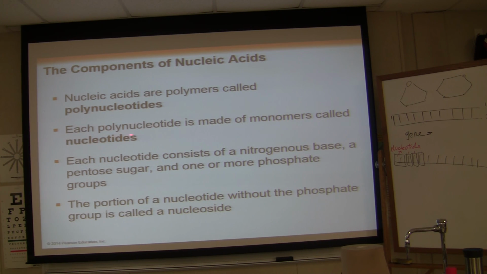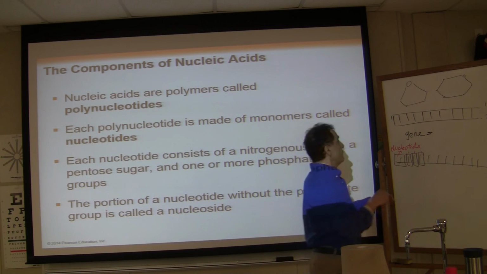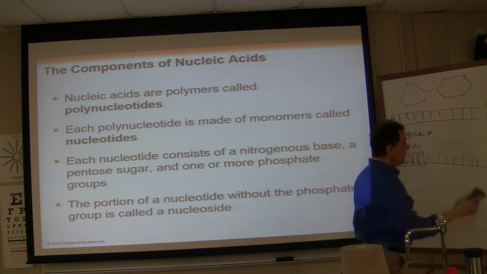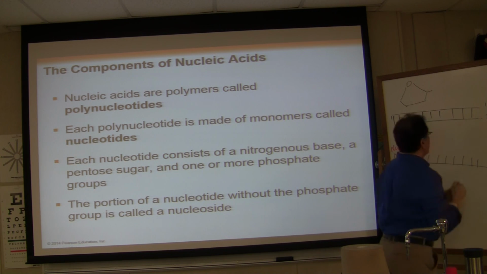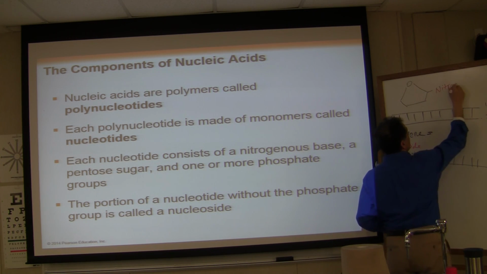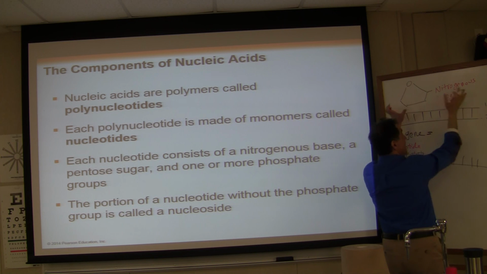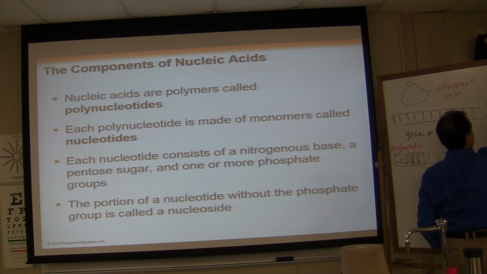Okay, so each polynucleotide is made up of monomers called nucleotides. Each nucleotide consists of a nitrogenous base, a pentose sugar, and you will see that, a phosphate group. The portion of a nucleotide without the phosphate group is called a nucleoside. If you have a sugar molecule like this, and the nitrogenous base, which I will draw for you guys in a minute, if you have this together, this is equal to a nucleoside.